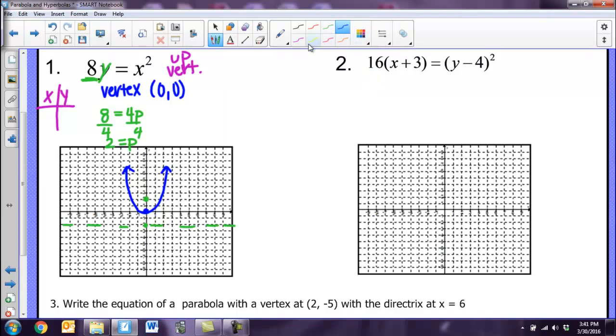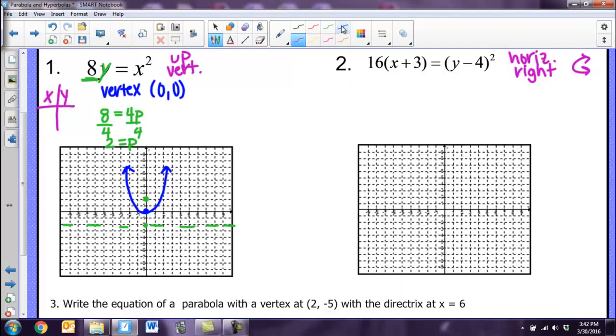So if I look at this guy, again, I can tell that this one is going to be horizontal because it has a y squared term. And since it has a y squared term, that's not the thing we're used to, so it's going to open side to side. And I know that it's going to open to the right because my p-value, the number over here, is not negative. So it's going to look like this guy.